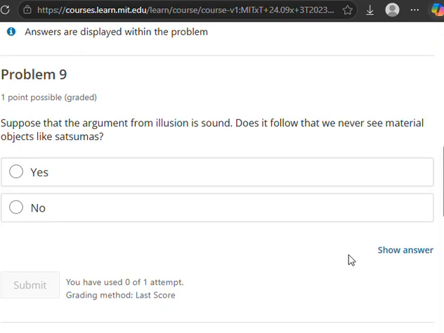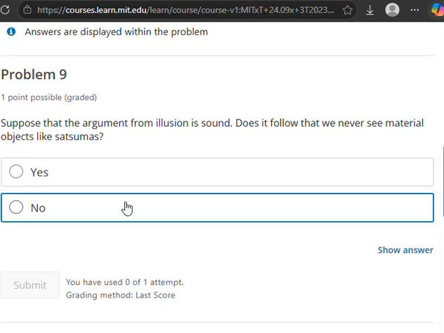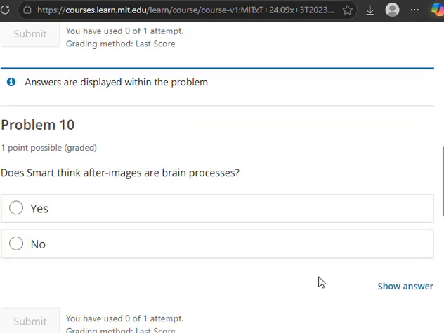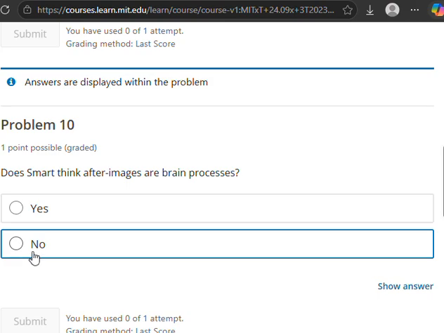Suppose that the argument from illusion is sound. Does it follow that we never see material objects like satsumas? Does Smart think afterimages are brain processes?